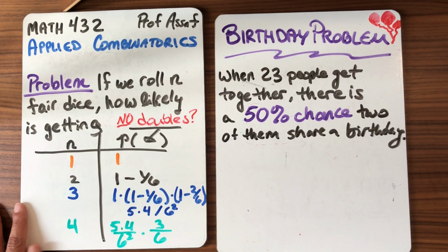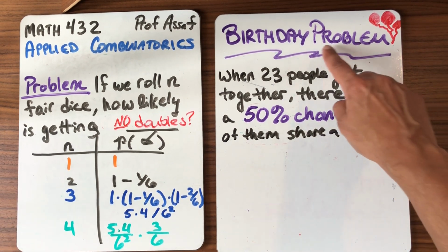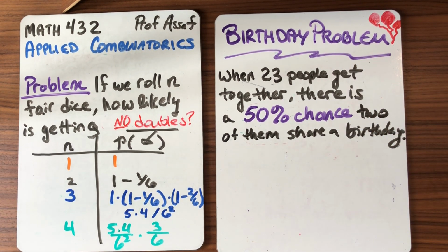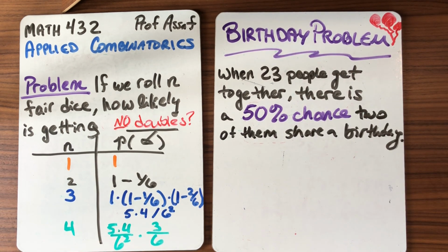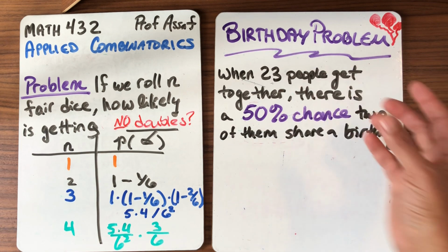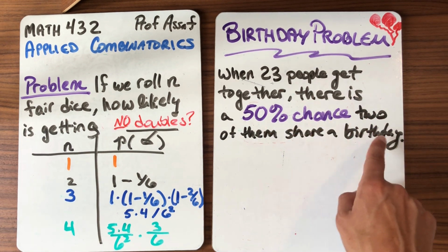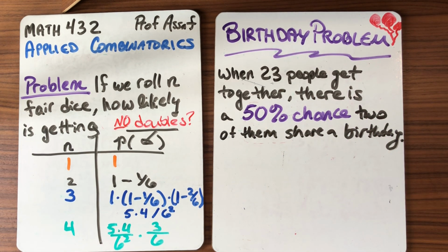This is usually called the birthday problem. Some people call it the birthday paradox, but it's only a paradox if you don't understand probability, which you will by watching this video, so we'll call it the birthday problem. When 23 people get together, there is a 50% chance 2 of them share a birthday. That's the statement. That seems remarkable.